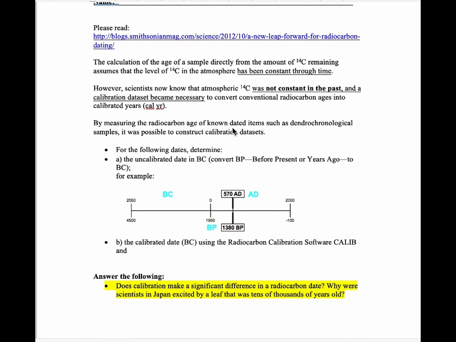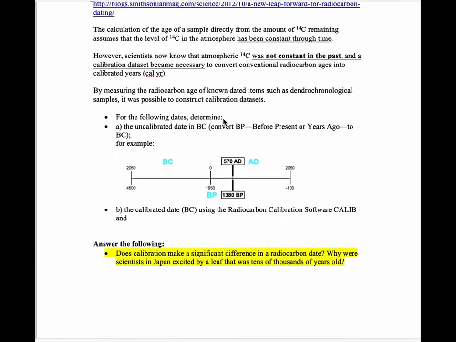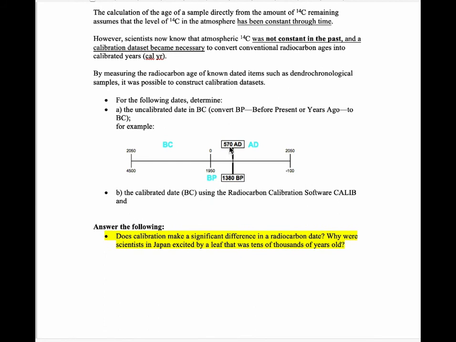Okay, typically when you send a sample to the lab, they will not give you the date calibrated, right? Calibrated means that you're using all of that dendrochronology data to get the actual date. It's up to the scientist who gets those dates from the lab to then convert it and calibrate it using some software package. I'm going to show you how to do that.